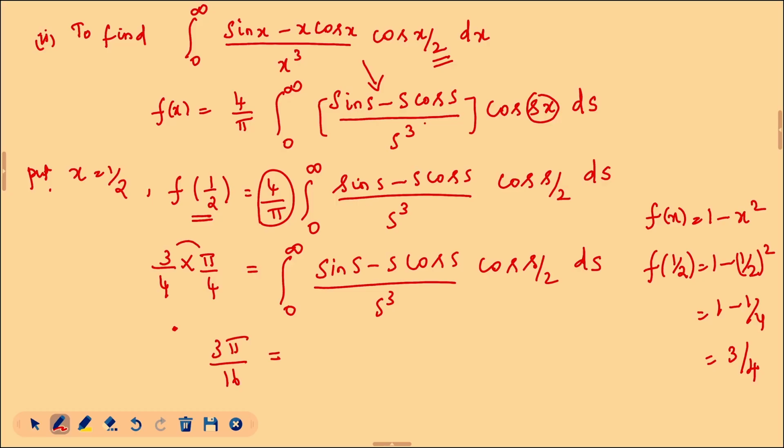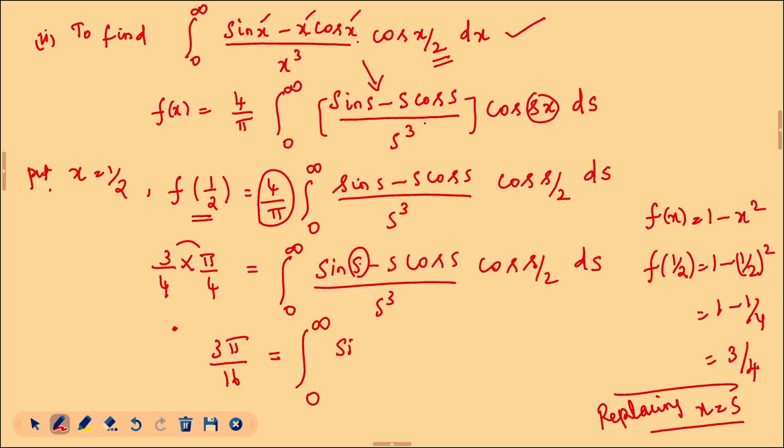Almost we got the result, but we need to find the value in terms of sin x, x cos x. Everything is in terms of x, but we got the result in terms of s. So we are going to replace s by a dummy variable. Replacing s by x, we get the result: integral 0 to infinity (sin x minus x cos x) by x cube into cos x by 2 into dx. So wherever s, replace it by x.